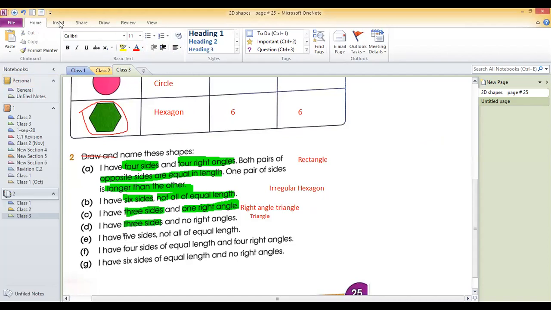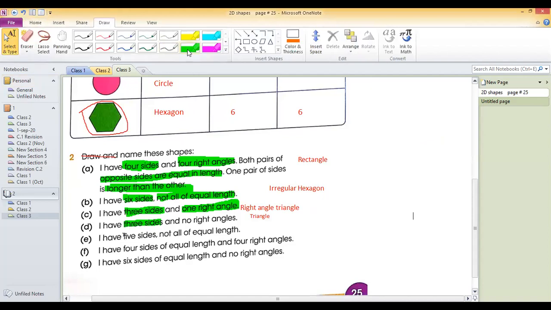Now guys, I have five sides, not all of equal length. So you have to identify which 2D shape has five sides. Which 2D shape has five sides? I'm going to open your mic and you have to tell me the answers. Which 2D shape has five sides?